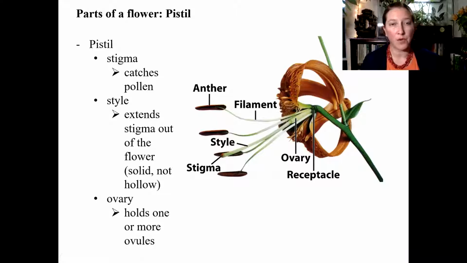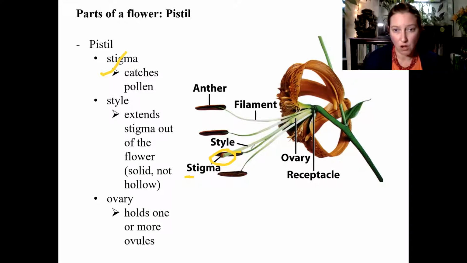So let's talk about parts of the pistil. So the pistil is made up of the stigma, the style, and the ovary. And so I'll switch colors here to yellow. So this, I'm going to try to draw around it. This whole thing right there in the middle is the pistil. Here is the tip of the pistil, which is the stigma. And the stigma's job is to catch pollen.